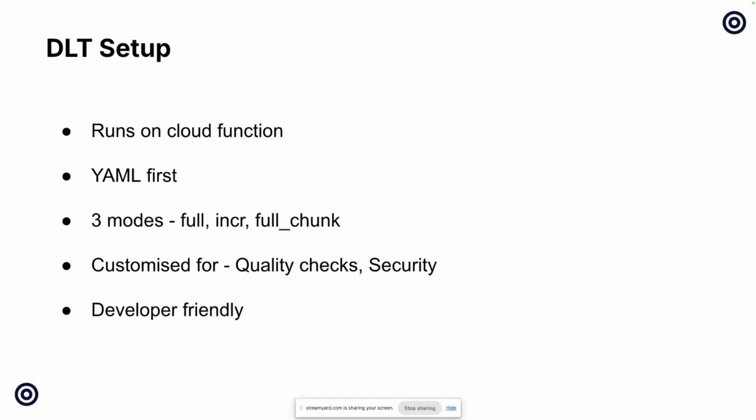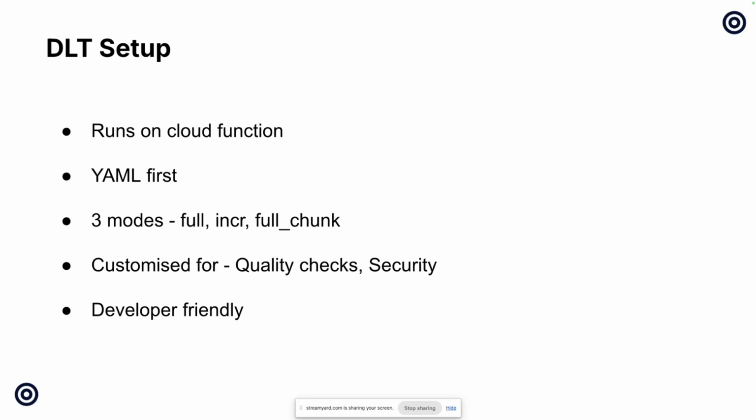There are three modes which we have configured: full, incremental, and full chunk. I think full and incremental are self-explanatory. Full chunk is for large collections in MongoDB, which you do not want to ingest in one single process. So what we have done is, based on certain configurations, divide them into chunks and ingest them so that the pipeline runs faster.